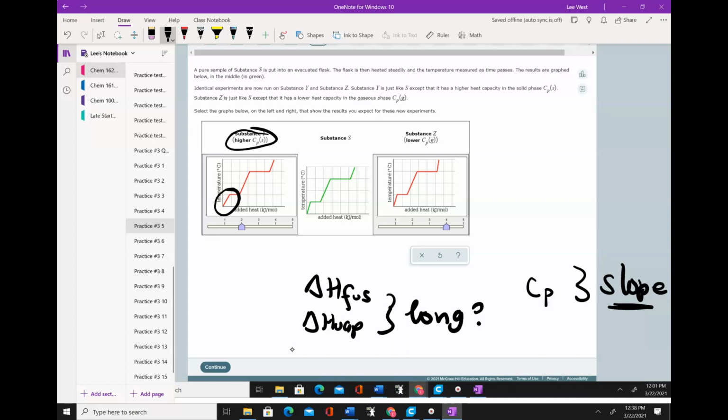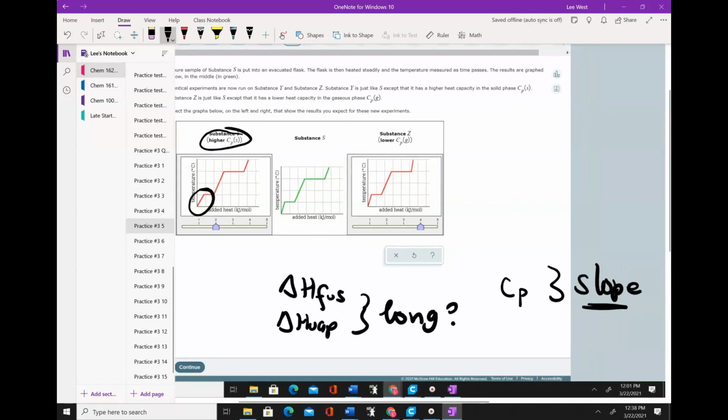So that's what I picked out. The curve that looks identical in every way to S, except for the slope in the bottom there, was a little less, right? Okay.